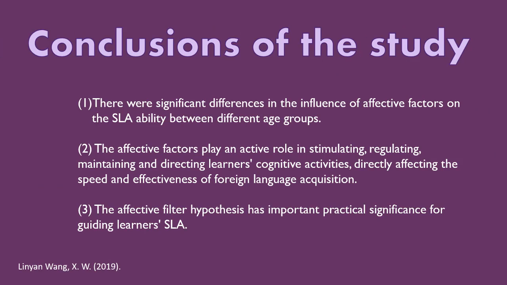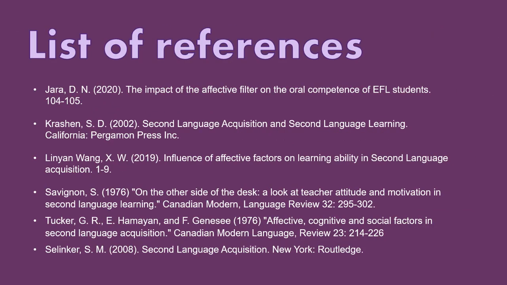Conclusions of the study. The researchers found that there were significant differences in the influence of affective factors on the second language ability between different age groups. The affective factors play an active role in stimulating, regulating, maintaining, and directing learners' cognitive activities, directly affecting the speed and effectiveness of foreign language acquisition, and that the affective filter hypothesis has important practical significance for guiding learners' second language acquisition.